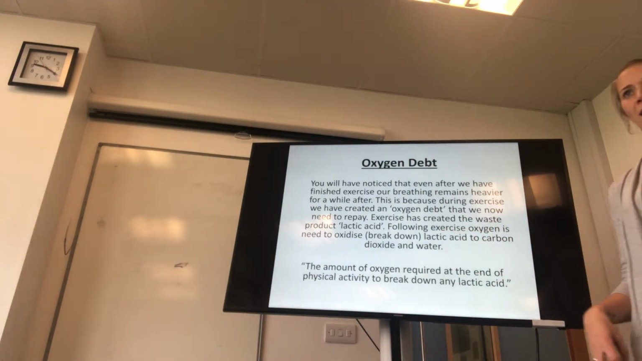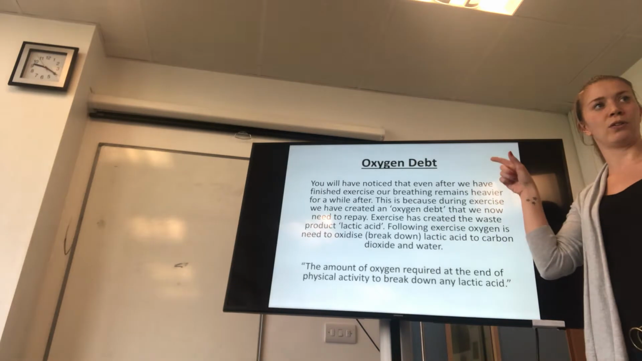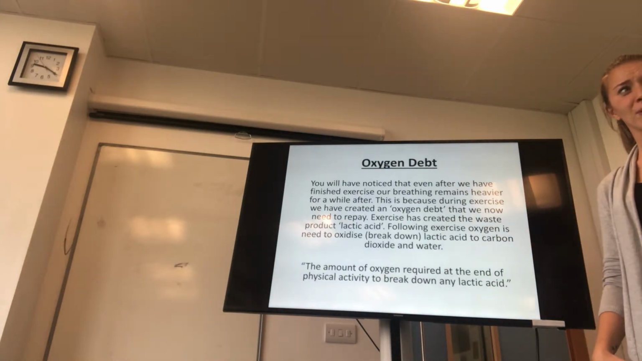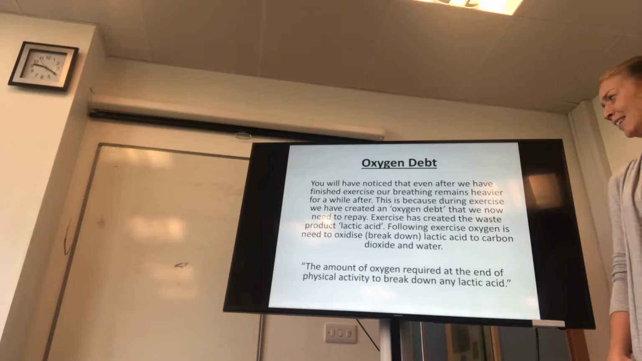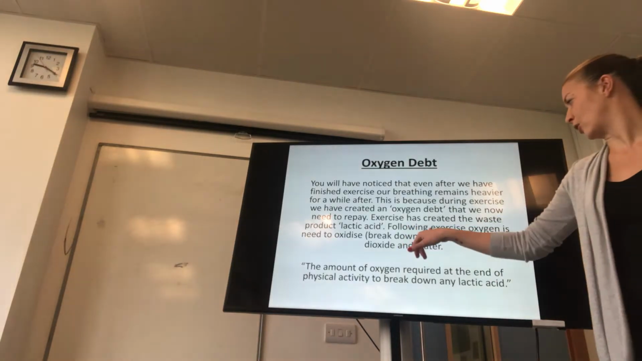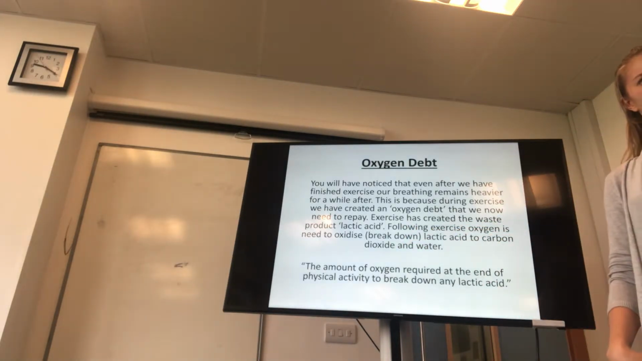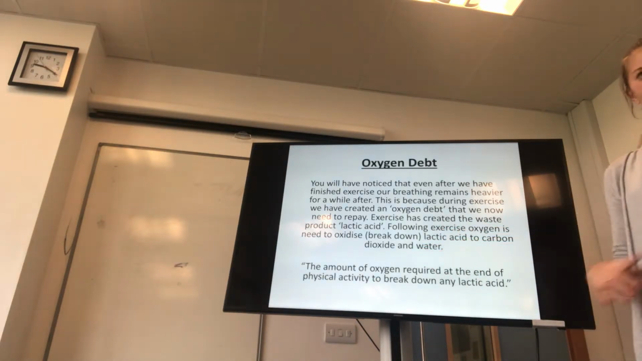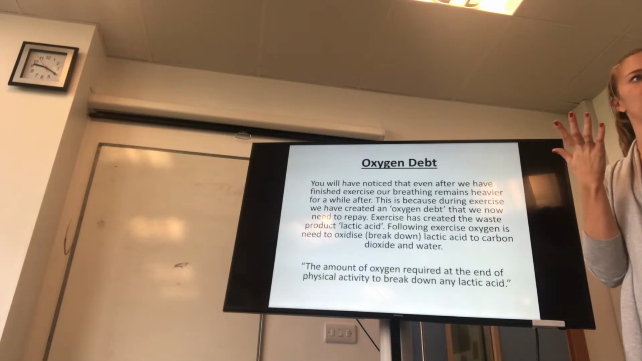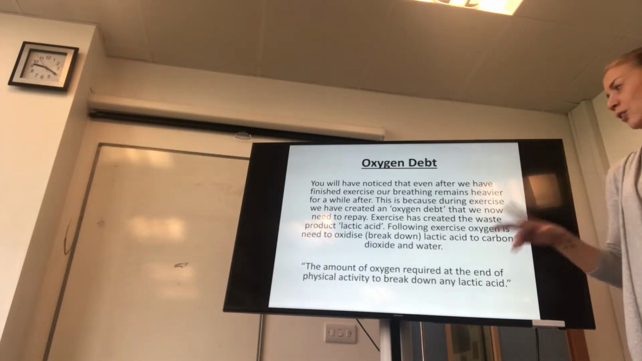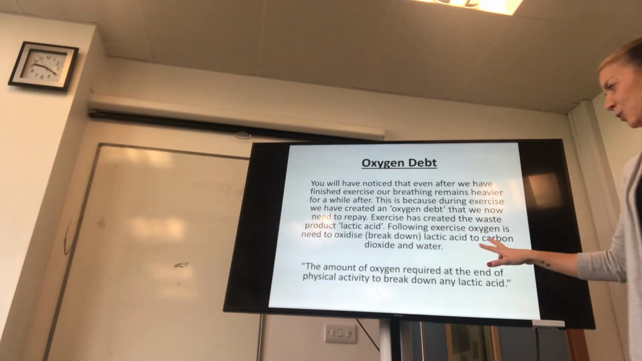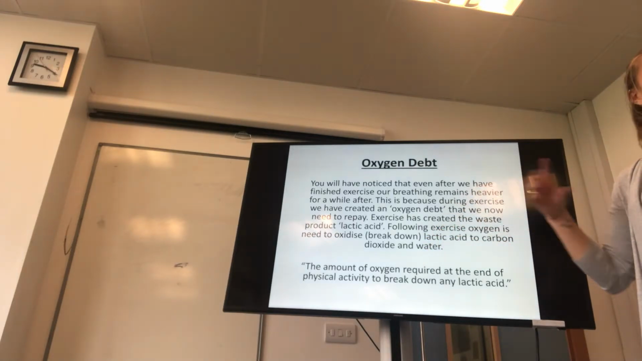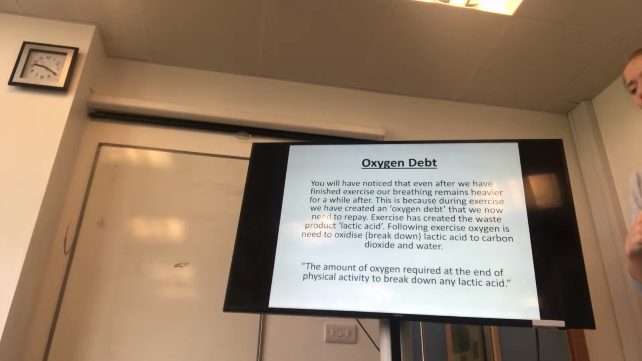So when we're working anaerobically, which is in a few slides along, we create something called lactic acid. The only way to break down that lactic acid is with oxygen. So we need to oxidize it to break it down. And then when we oxidize it, we turn it into carbon dioxide and water. And we can get rid of those, can't we? We breathe out carbon dioxide, we sweat water. So these two waste products are really easy to deal with. But lactic acid is like a toxic waste product. It's not helpful. We can't just get rid of it. We need to break it down.